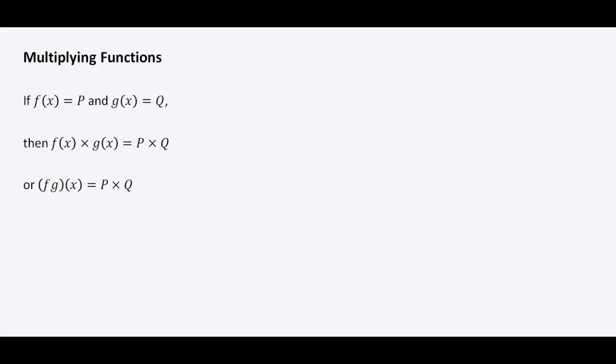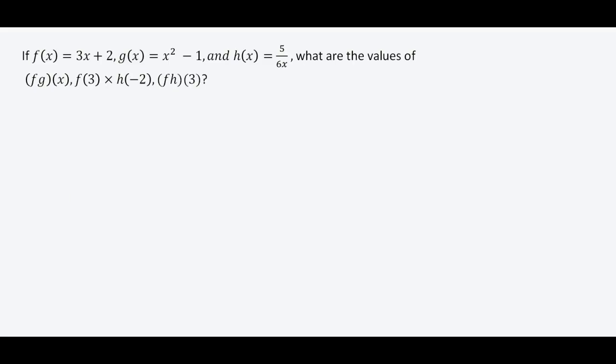If f of x equals p and g of x equals q, then f of x times g of x is p times q, or fg of x is p times q. Let's look at some examples. So we have f of x, g of x, and h of x. Let's look for the values of fg of x.